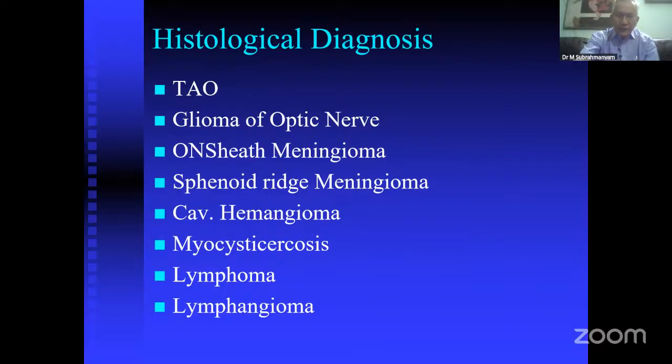So the CT scan gives us so much information. We can call it more an anatomical diagnosis depending on where it is located, and also some amount of histopathological diagnosis, so that you have enough information to plan an effective strategy.